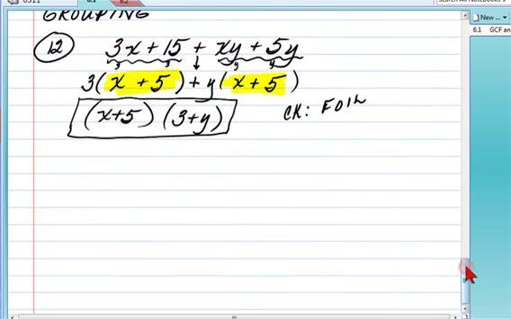but if I do this by FOIL, the product of the first is x times 3, which gives me 3x. The outer is x times y. There's my xy. It wasn't second, but I still had it. The inner is 5 times 3, 15. There it is. The last is 5 times y, 5y. Did it by FOIL, got all 4 terms.